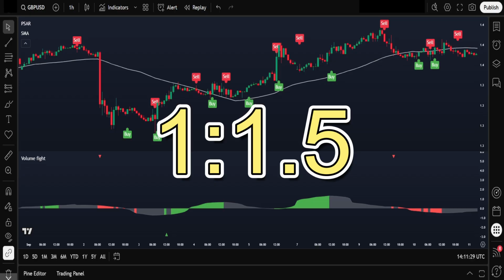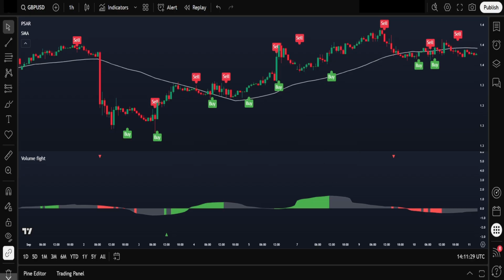Risk to reward stays fixed at 1 to 1.5, so results are easy to compare. I'll show a long example and a short example you can copy step by step.